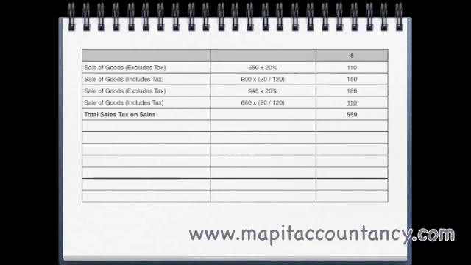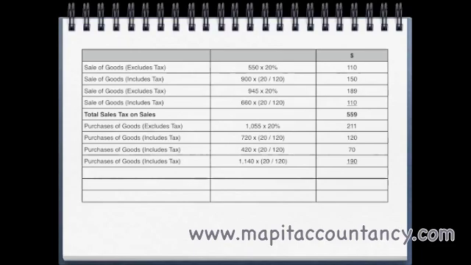Now looking at our purchases, well, the first of these is 1055 and it excludes tax. So times it by 20% and we get 211. Now the rest of the purchases, well, they all include tax. So we have 720 times 20 over 120 to get 120. We have 420 times 20 over 120 to get 70. And we have 1140 times 20 over 120 to get 190. If we add up the total sales tax on purchases, we get 591.